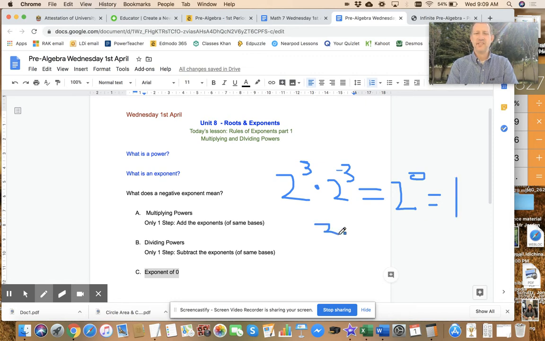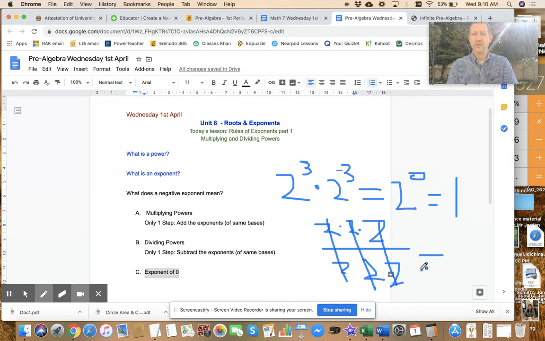That's the same thing as saying I'm multiplying by 2 three times, and I'm dividing by 2 three times. And these cancel out. 2 divided by 2 is 1. 2 divided by 2 is 1. 2 divided by 2 is 1. 1 times 1 times 1 is 1.